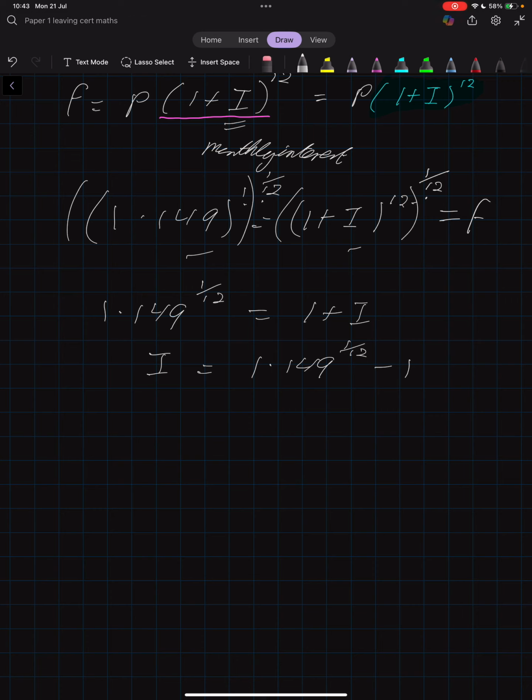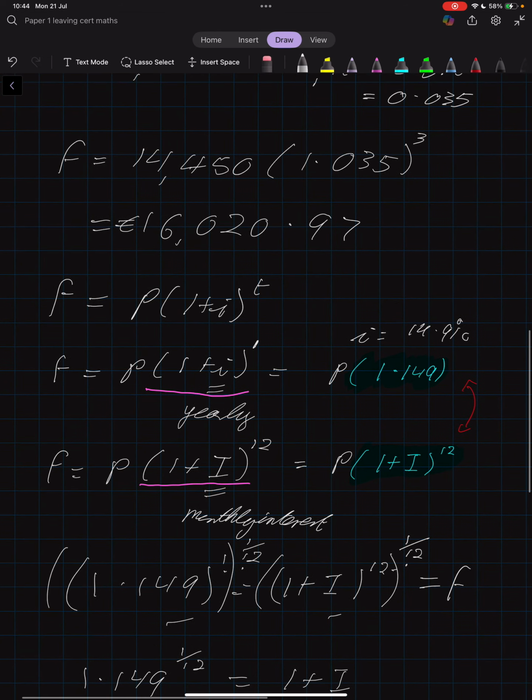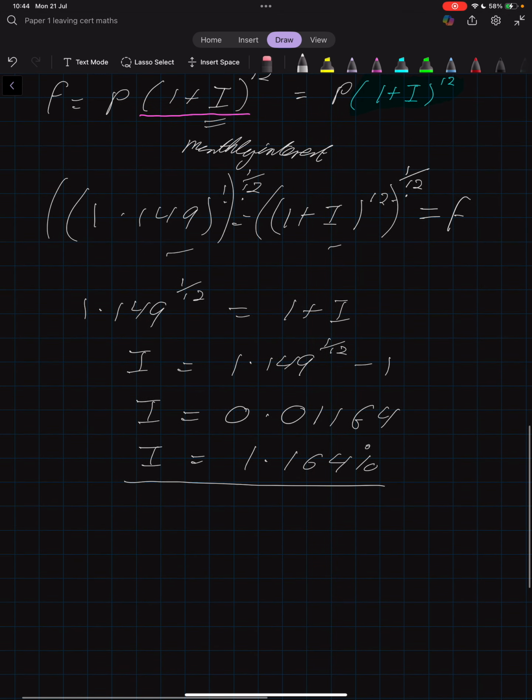If you plug this into your calculator, you will get that I is equal to 0.01164. So I is equal to 1.164%. Okay, so that is how you solve a question like this. So that's typically what they'll do. They'll give you a yearly one, which is this, and they'll ask you to find the monthly. Okay, so that's all you have to do. Okay, and then you get this. So this is definitely a thing worth practicing and worth knowing. Okay.